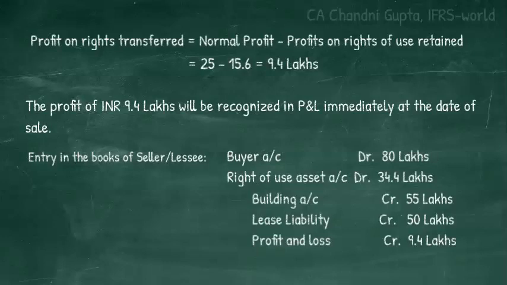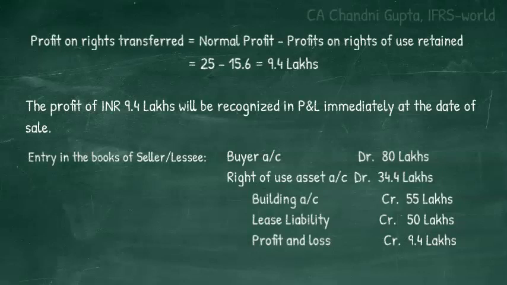Now, we calculate the profits on rights transferred by subtracting the profits on right of use retained from the normal profit, which is 25 lakh rupees minus 15.6 lakh rupees, and we arrive at 9.4 lakh rupees. Now, this is the amount that we are actually going to recognize in profit and loss account on day 0, that is the date of transfer.